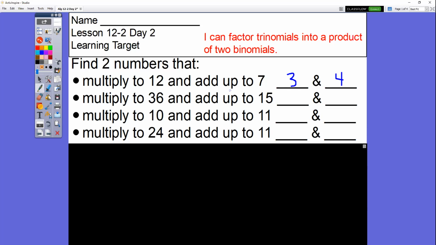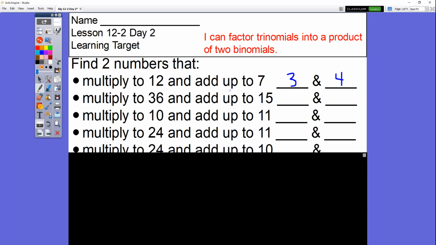How about this one? When you multiply them together, they equal 24, but when you add them together, they equal 11. Go ahead and type it into the chat. Yep, it is 3 and 8, or you could say 8 and 3. 8 times 3 is 24. 8 plus 3 is 11.